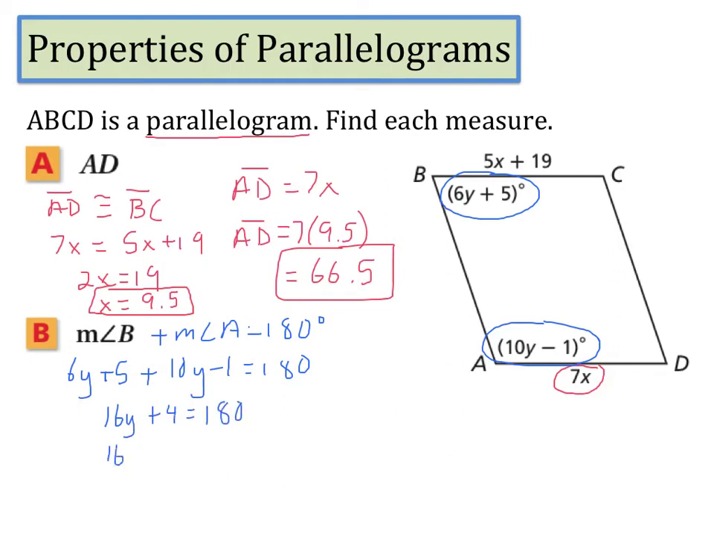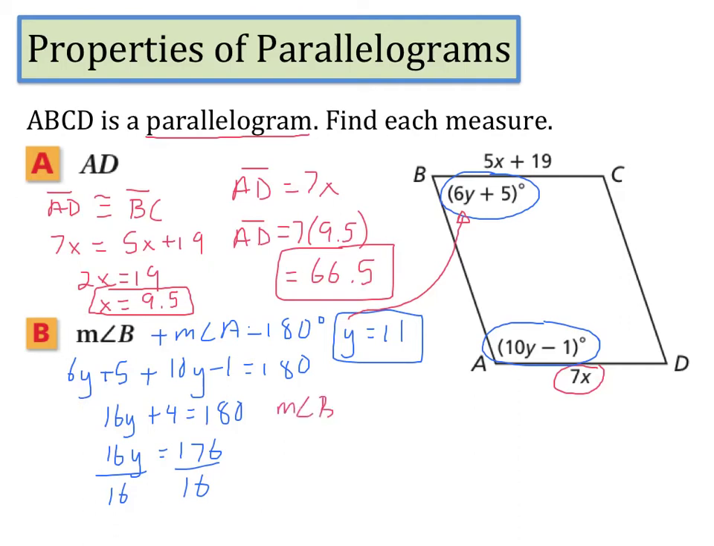Subtract 4 from both sides, I have 16y equals 176. Divide by 16 on both sides, and I have y equals 11. They're asking me for the measure of B. So I take the y value and plug it right in here to find the measure of B. So the measure of B equals 6 times 11 plus 5. So the measure of B equals 66 plus 5, or 71 degrees.